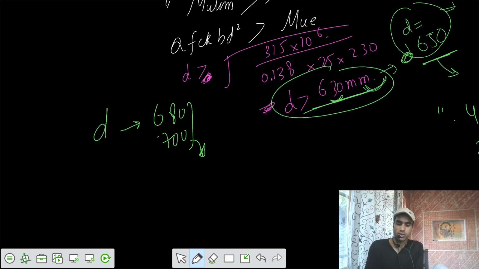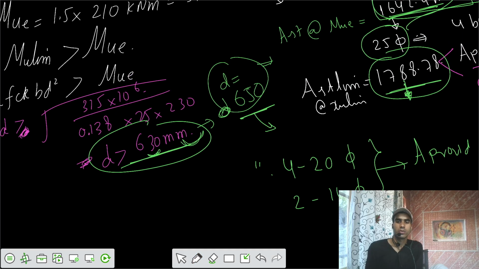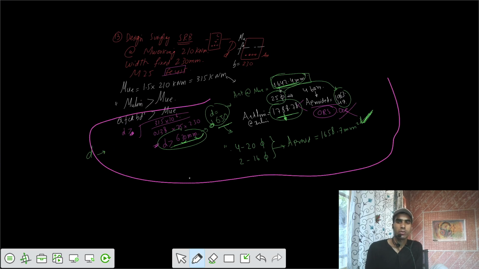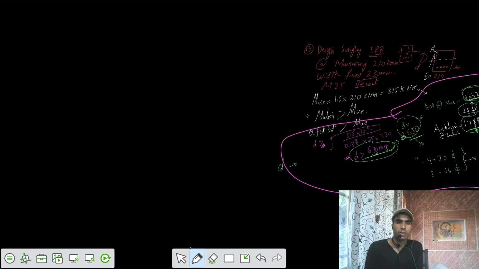Let's take capital D, that is small d, as 700 millimeters. Let's have that design also, the final design. This was your initial part. If you try to keep that value of d to be 650, this was what was going to happen. Now if I substitute the value of d to be 700 millimeters, I'm going to solve the AST required based on that.